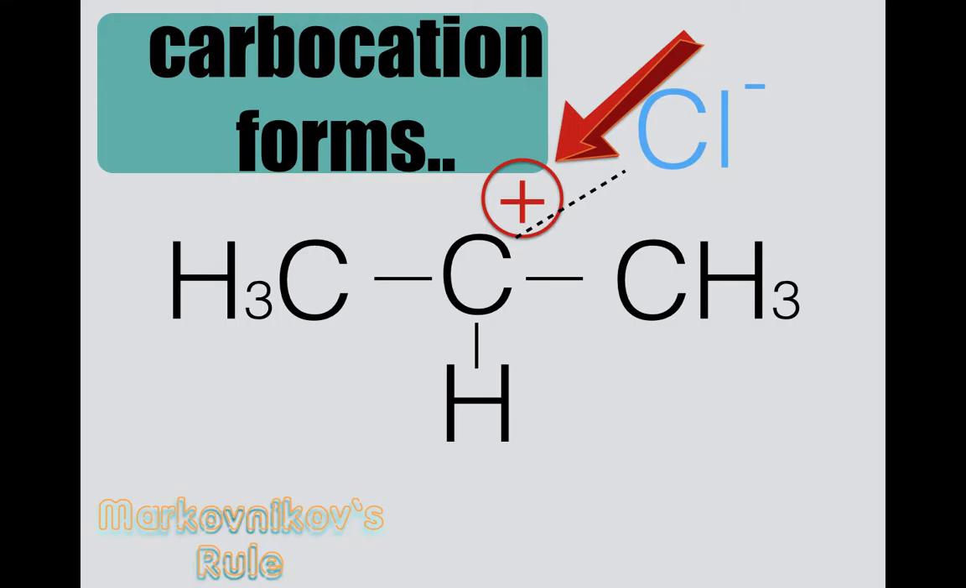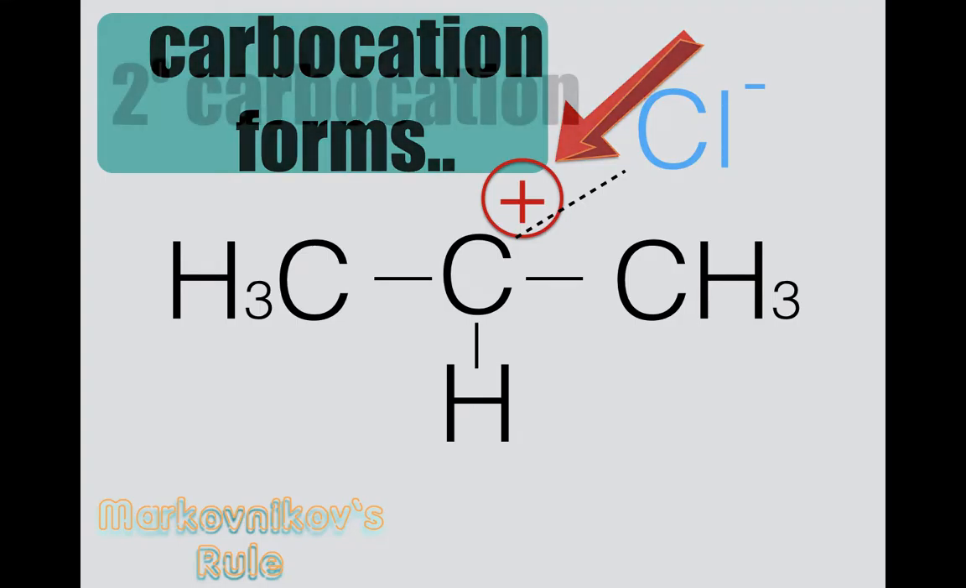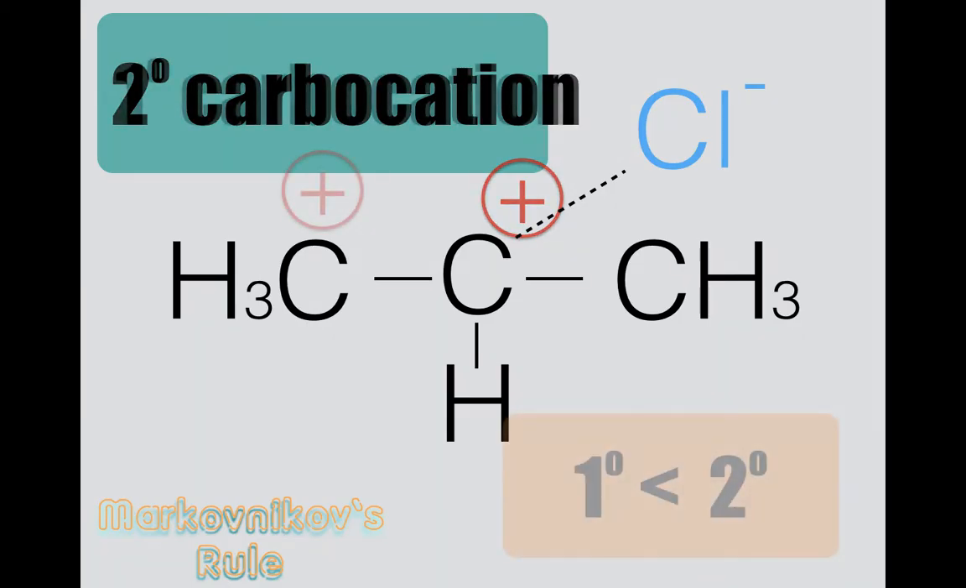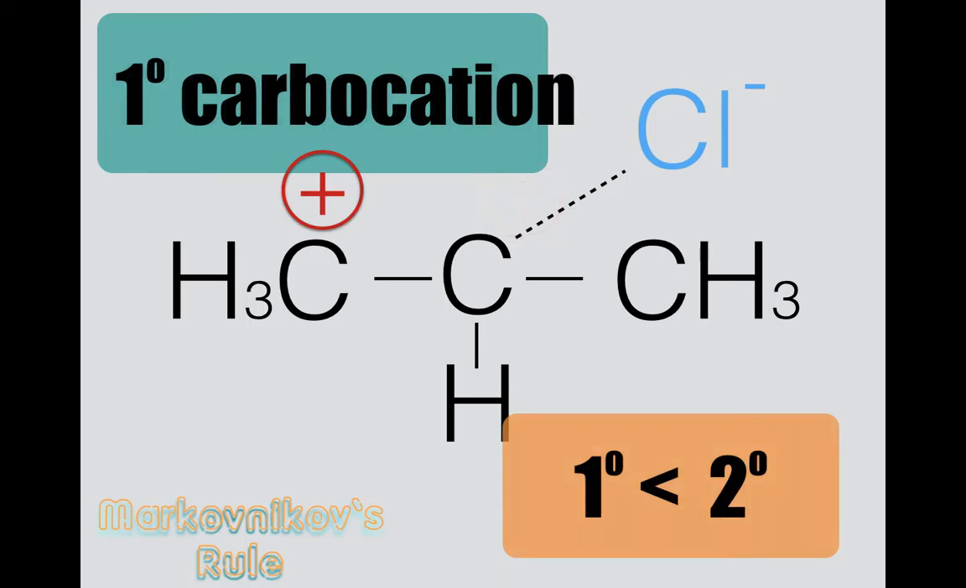So our electrophile being the carbon, which loves electrons, and our nucleophile, which is our nucleus-loving chlorine, is going to be attached to the carbon. So they're going to make a perfect match. Okay, and keep in mind also that this is a second-degree carbocation, which is more stable than our first-degree carbocation.